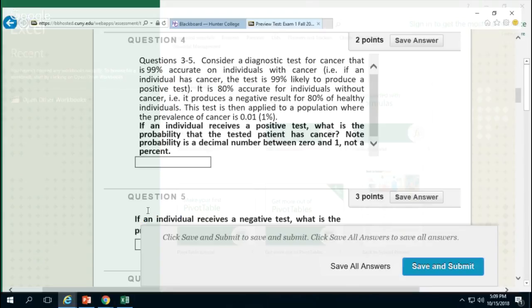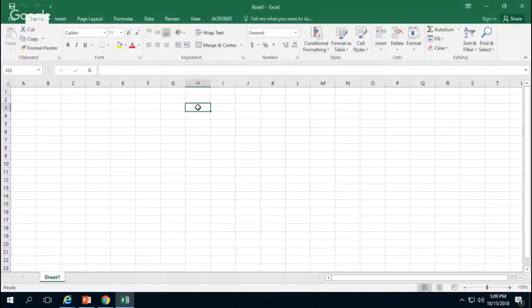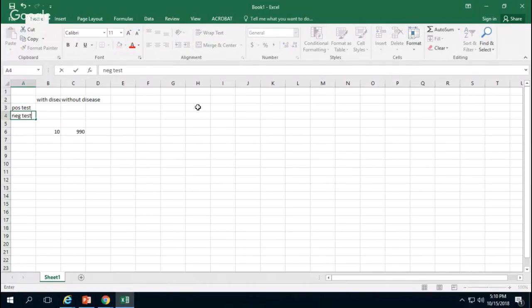Maybe an even quicker way I could do this would be, I don't know, we'll do it in Excel. I was going to call it a Bayes rule calculator and do it even more quickly, but we'll do it this way. So we had with disease, without, and then we have 10 and 990. And we have plus test, positive test, negative test.